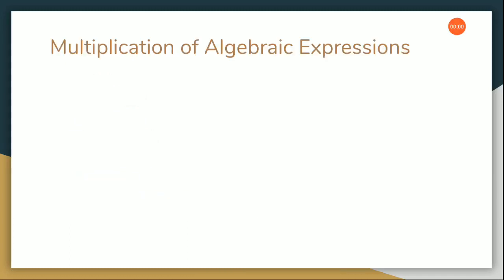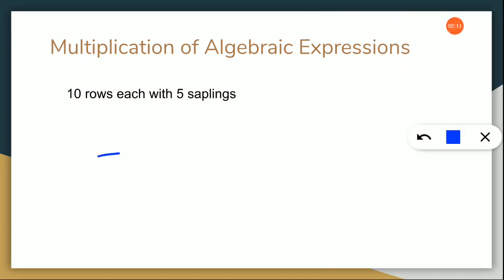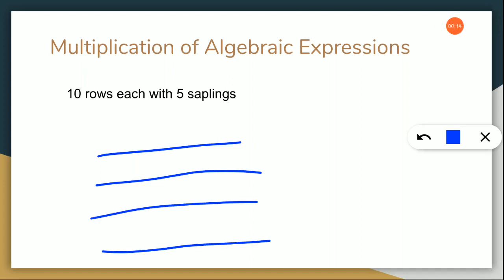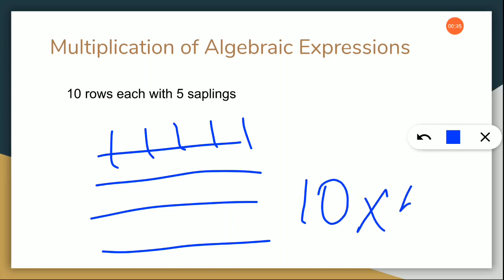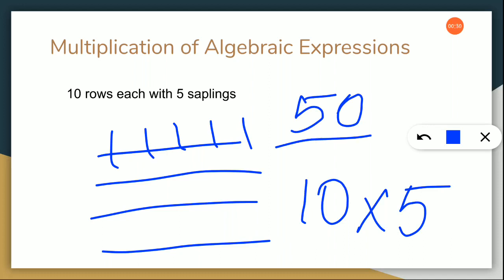Now, we are going to multiply two algebraic expressions. Okay? Let's begin. 10 rows each with 5 saplings. It means there are going to be 10 rows, and in each row it will be 5 saplings. So what is the total number of saplings I have planted? For this, what we will do? We will directly multiply this 10 and 5, and we will say there are going to be 50 saplings. Clear? This is how we will solve the question, right?